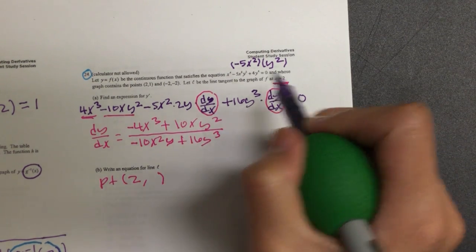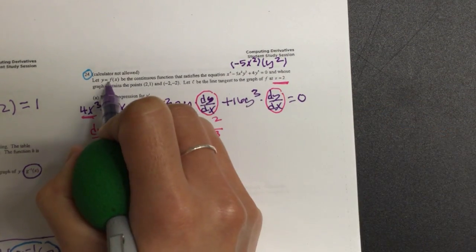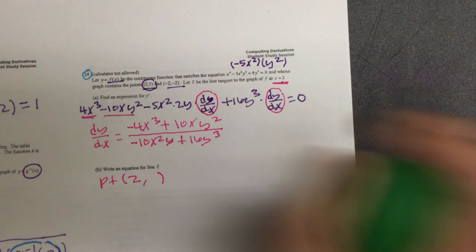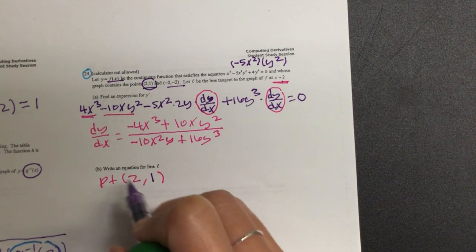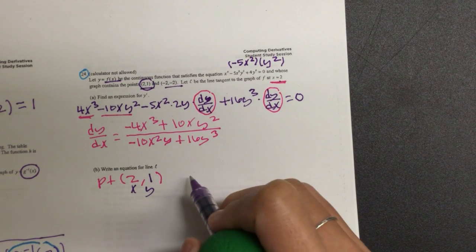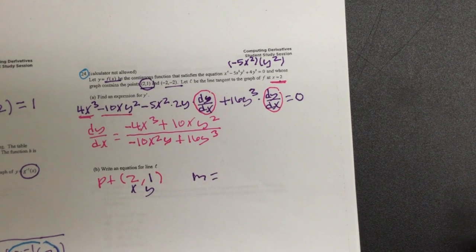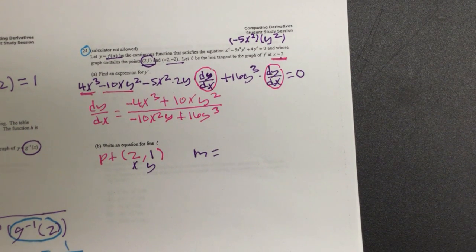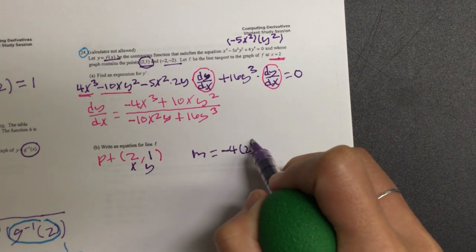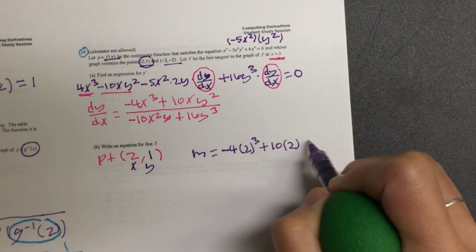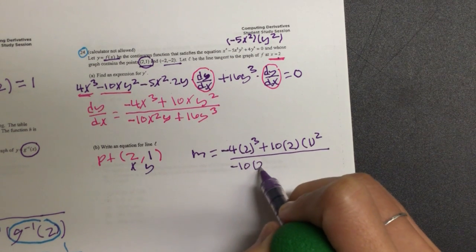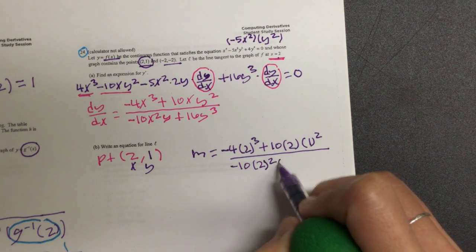All right, so here's a cool part. If it's saying the graph has points of these two, and I know our x value is already 2, didn't they already give us a y value there? Okay, so that's a nice part about it. Let's put x comma y. To find the slope, I need to plug it in here. So let's write on here, we have our slope is equal to, so anywhere I see an x, plug in the 2. Anywhere I see a y, plug in the 1. So we have negative 4 times 2 cubed plus 10 times 2, 1 all squared. On the bottom, we get negative 10 times 2 squared times a 1.